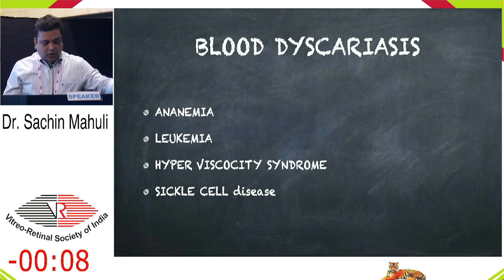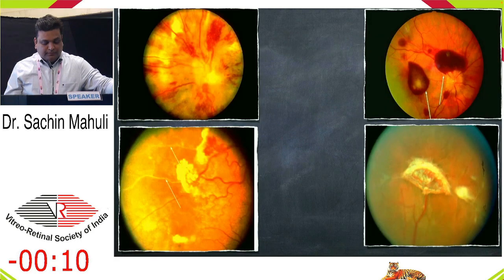hemorrhages. Leukemia, of course, can present either with disc infiltrate or white-centered hemorrhages. Sickle cell anemia can present with typical sea fan neovascularization. Again, these cases are managed based on the condition we are dealing with. They will require prompt laser in sickle cell anemia and follow up for life.